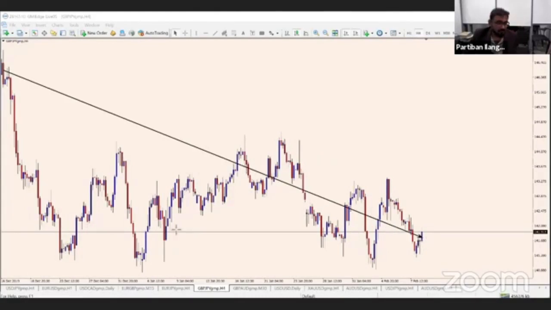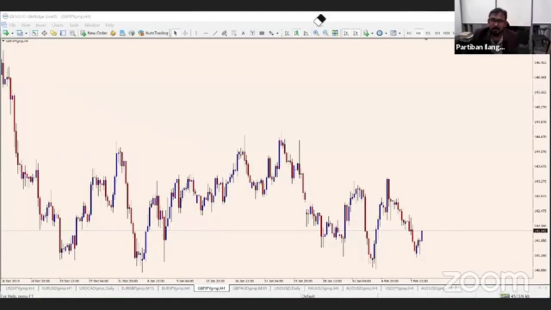Left to right. It's pointing down. So overall, it's a downtrend, and the sellers' pressure is towards the downside. So this is how a lot of traders identify a trend. This is a very basic way of identifying. I just wanted to show this example because a lot of traders do that.